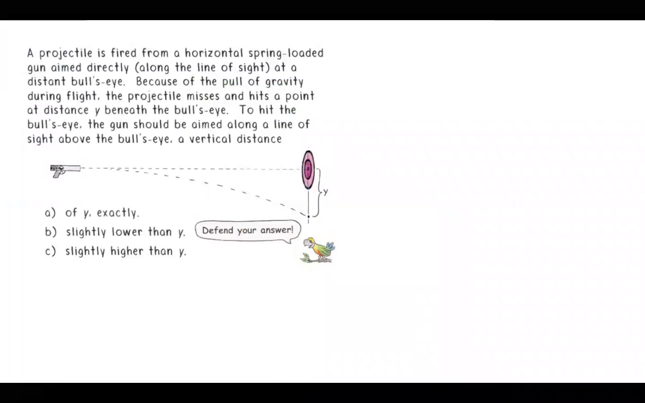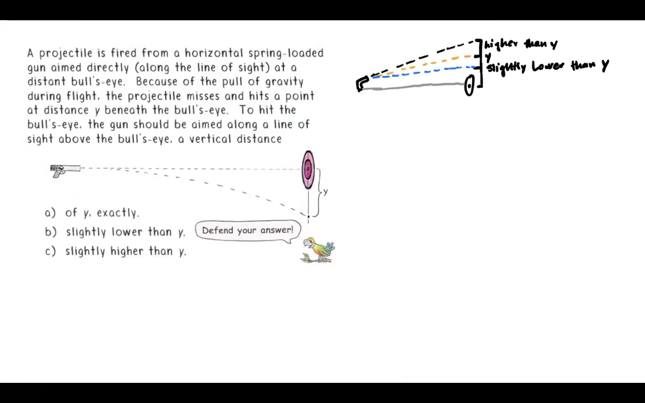Timmy notices that when he aims the gun directly along the line of sight at the bullseye, which in our scenario is the dragon's mouth, the ball misses and hits a point at distance y beneath the bullseye. We need to figure out what vertical distance above the bullseye we need to aim the gun's line of sight at so that we can help Timmy kill the dragon. I have drawn a simple visual to show what the problem is asking for.